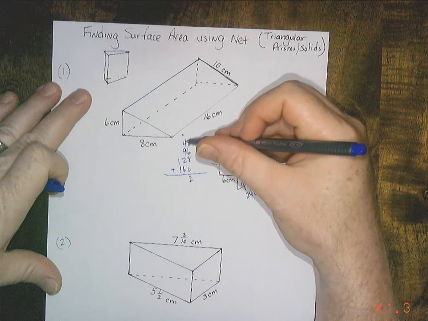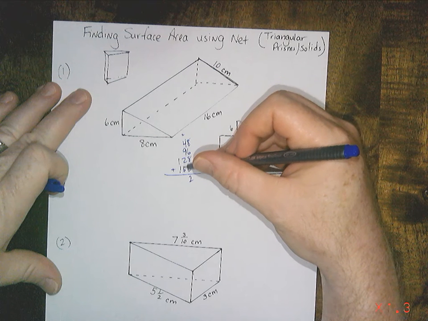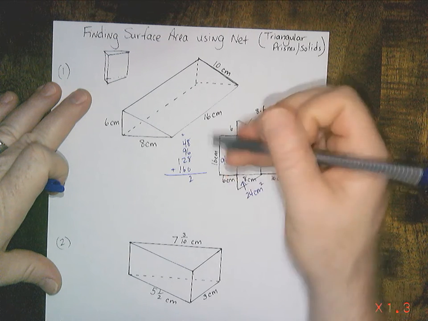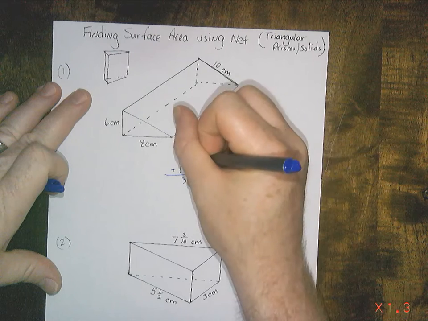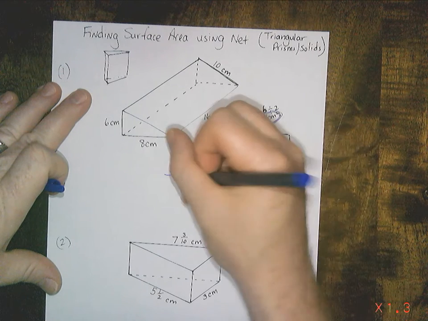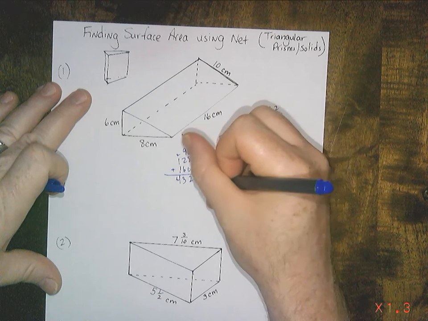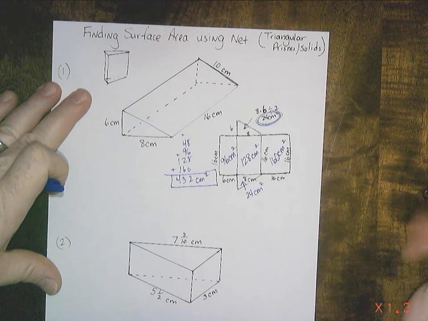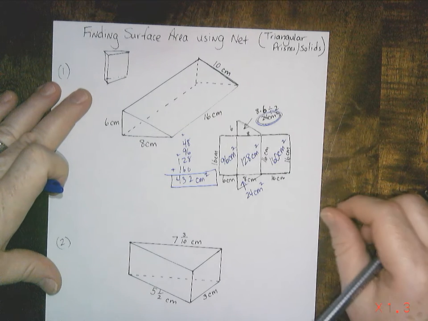2 plus 4 is 6. 6 plus 9 is 15. 15 plus 2 is 17. 17 plus 6 is 23. 2 plus 1 is 4. So 432 centimeters squared is going to be your total surface area for this triangular prism.